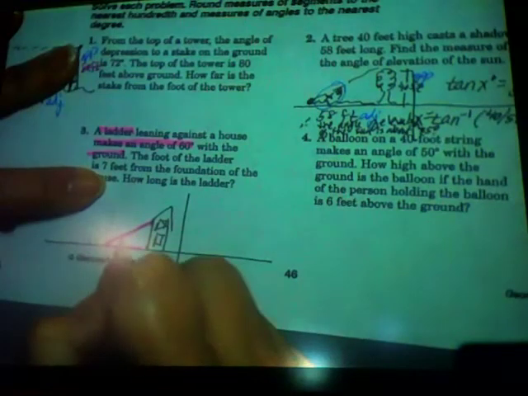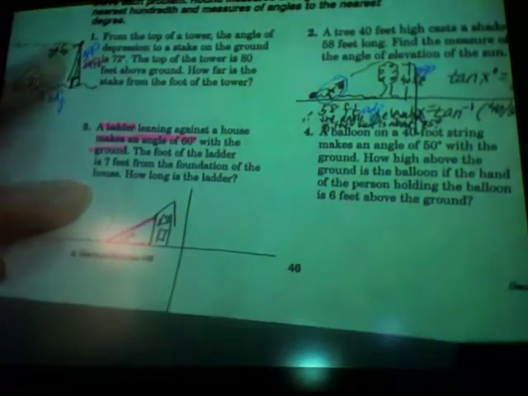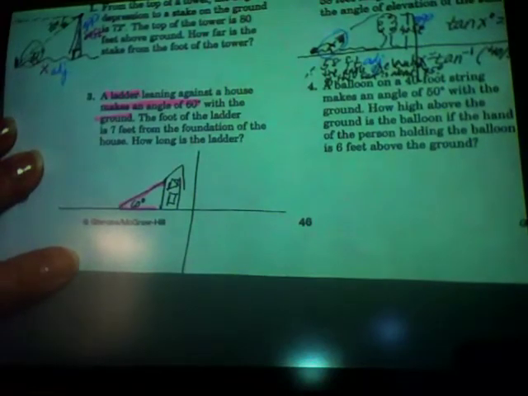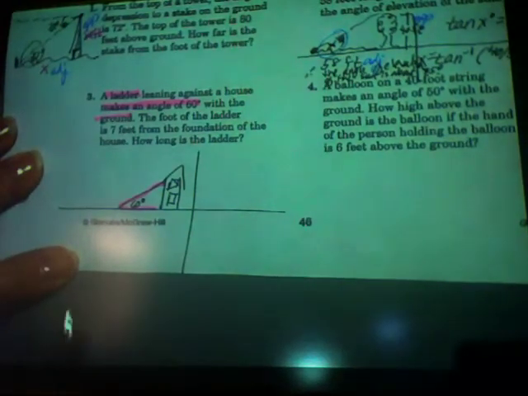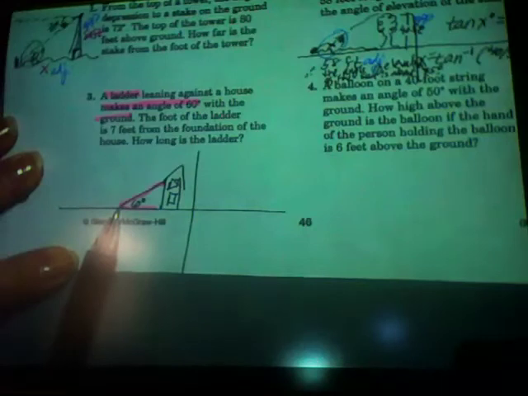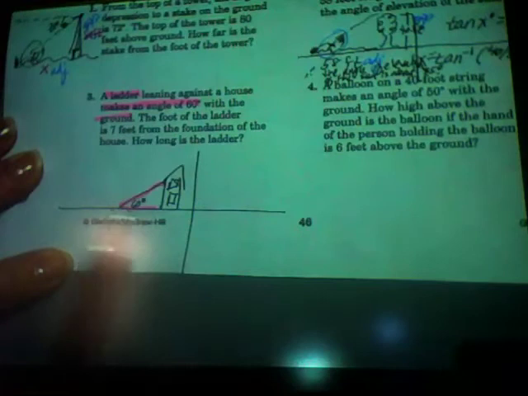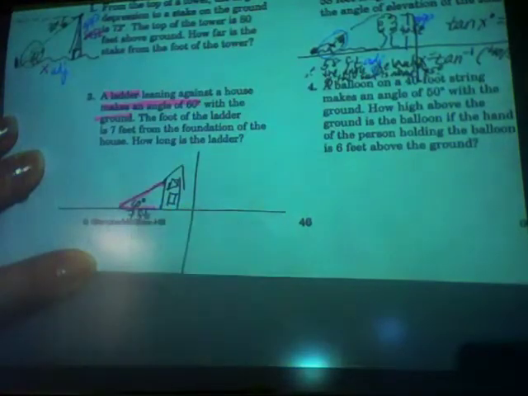They're describing it to you. Is that an angle of elevation or an angle of depression? Elevation. The foot of the ladder is 7 feet from the foundation of the house. Put your finger on the foot of the ladder and trace it to the foundation of the house. Foundation is at the bottom of the house. So foot of the ladder, foundation of the house. Isn't this the length that they're talking about? So they're saying that it is 7 feet right here. How long is the ladder?